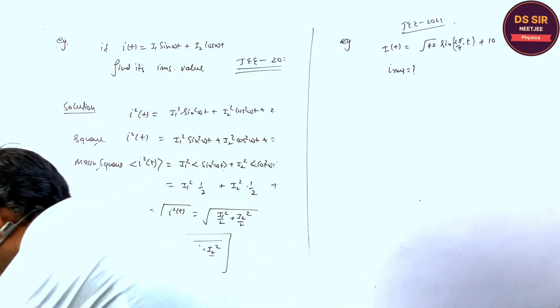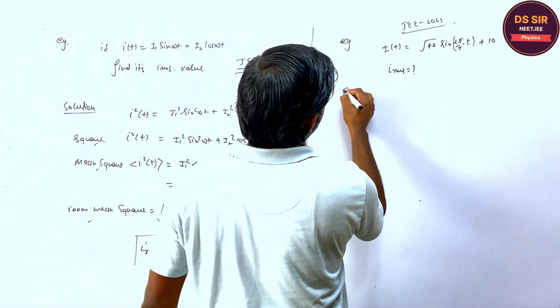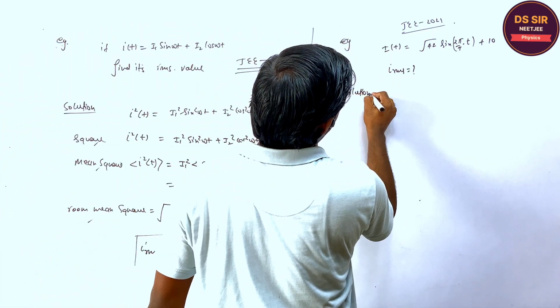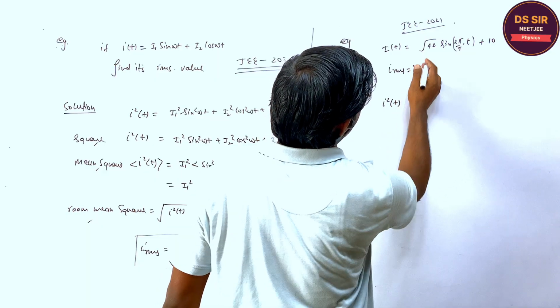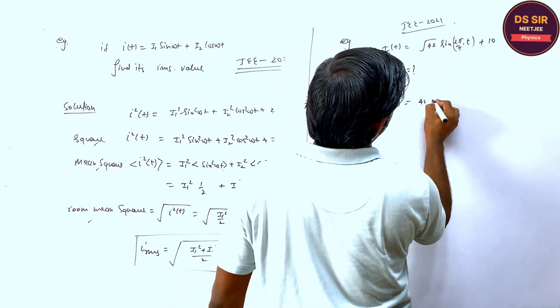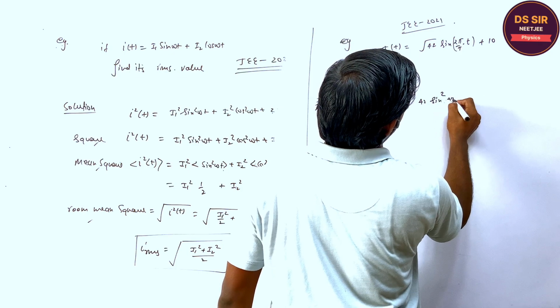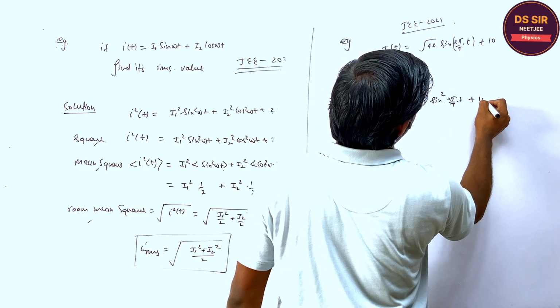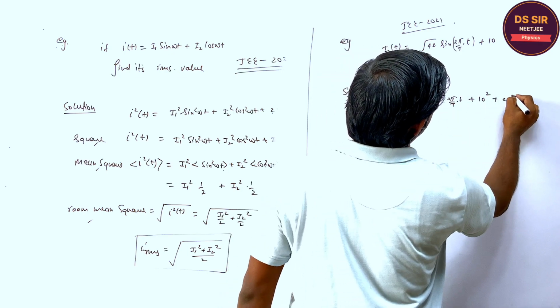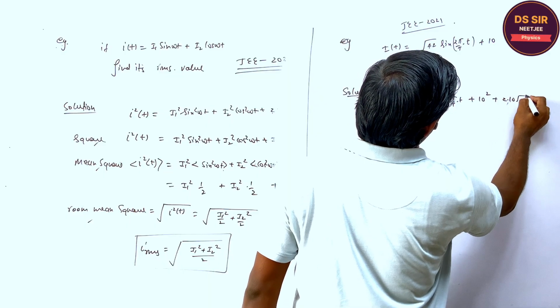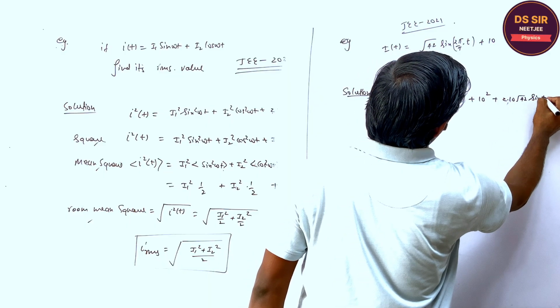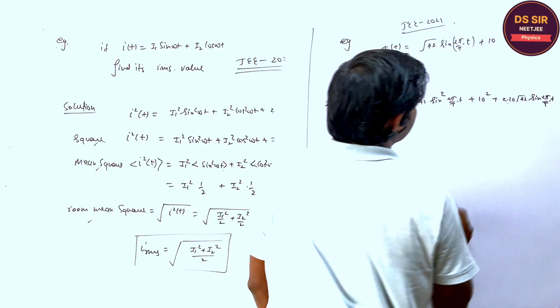So to find this RMS value, the solution: what do you have to do? You have to take the square. The square is 42 sine square 2 pi by T into t plus 10 square plus 2 into 10 into root 42 into sine 2 pi by T into t, right?